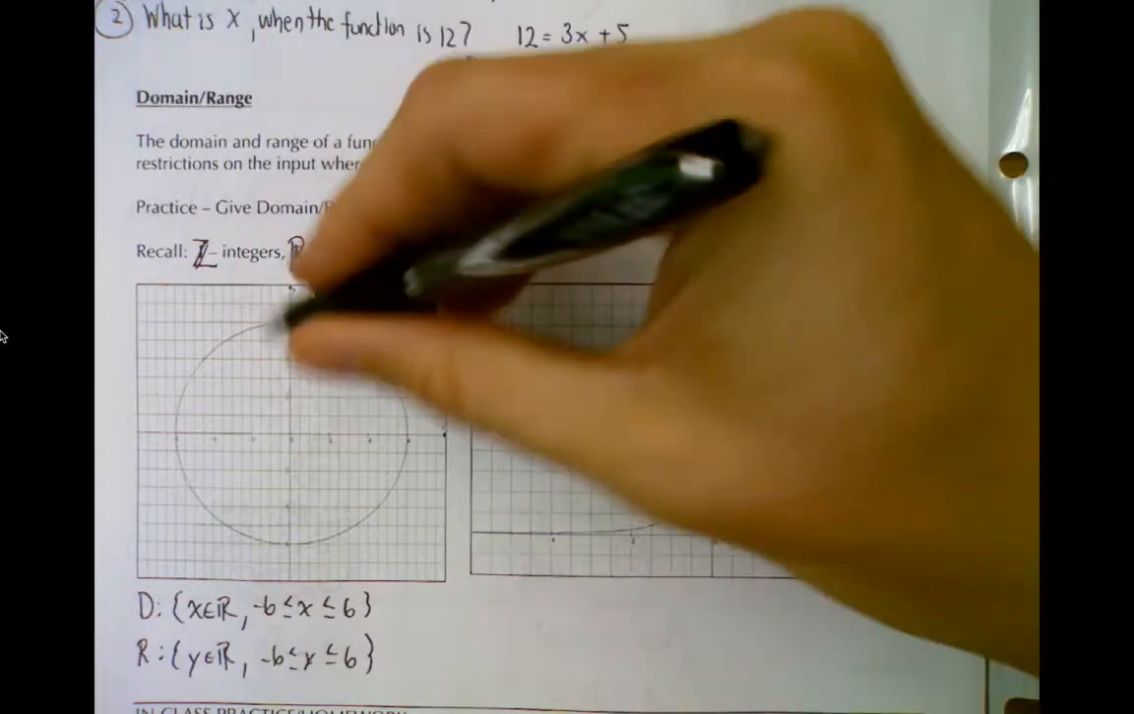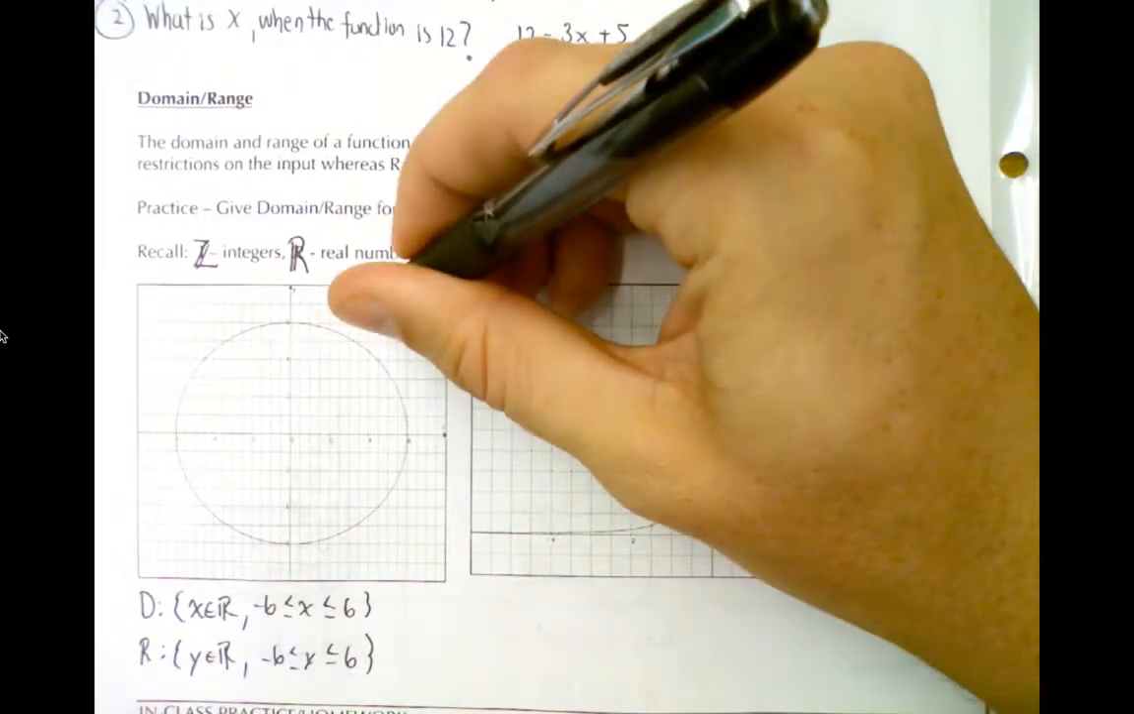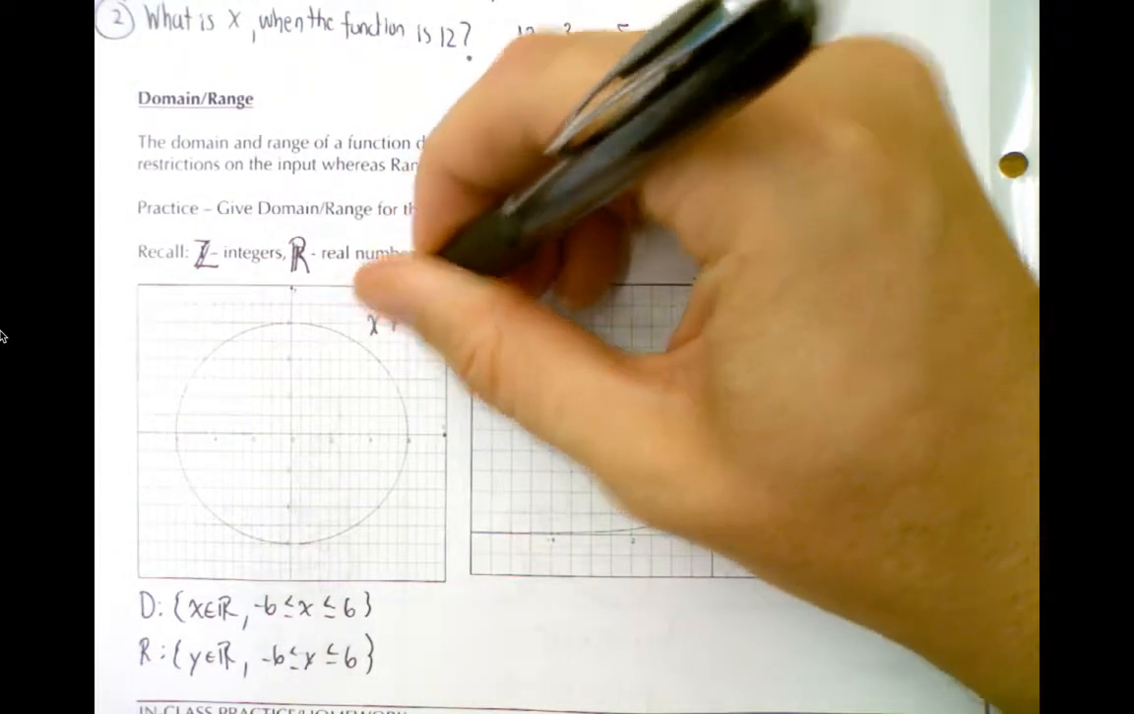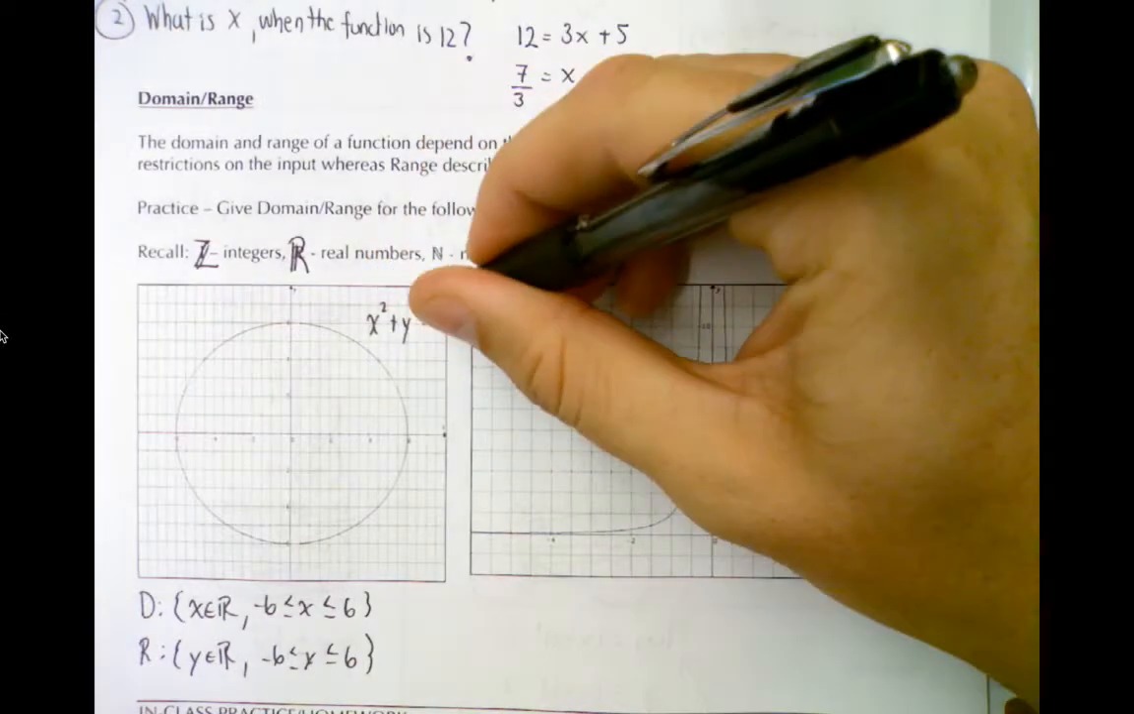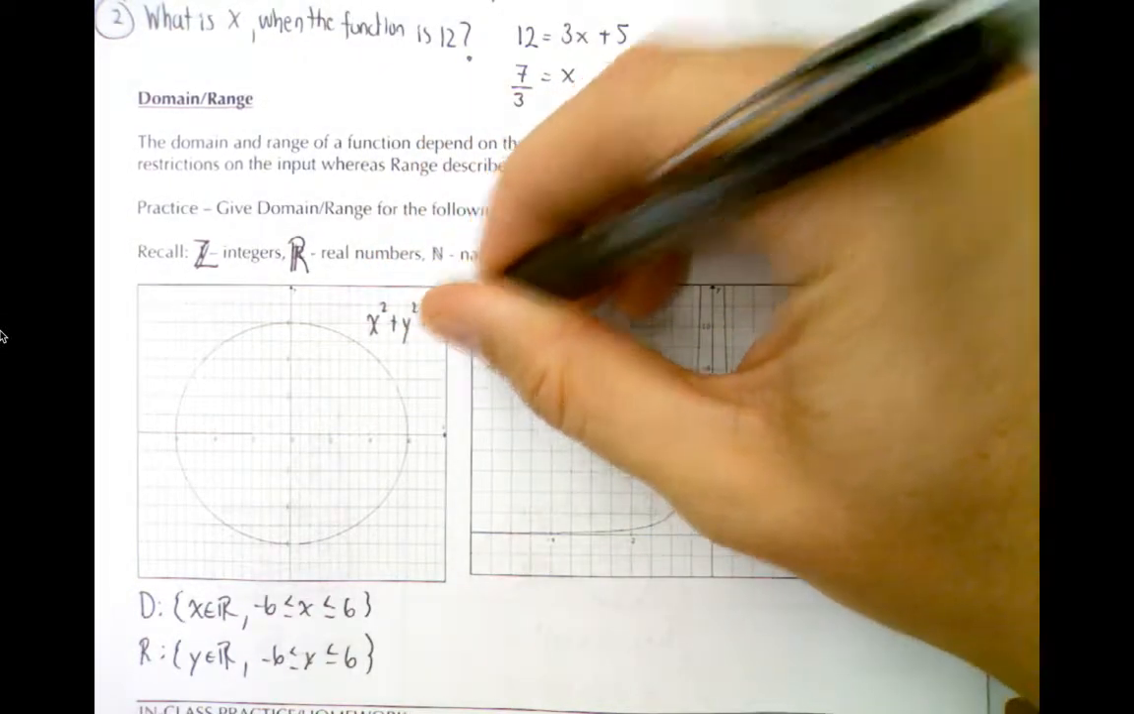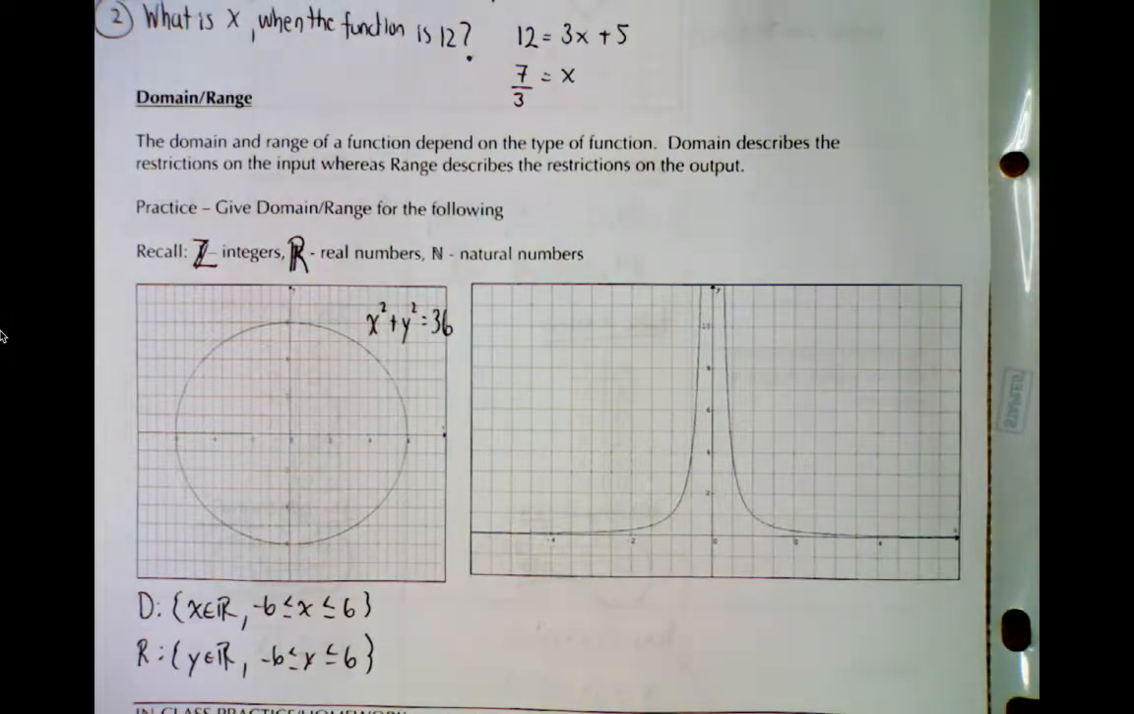The radius of this is 6, so if we were to write an equation, it would follow that x squared plus y squared equals 6 squared, which is 36. So that's our actual relationship there. For a function, we use the function notation, so we use f of x to show that it's a function. We could use y, but we want to be as specific as possible, so we'll use f of x.